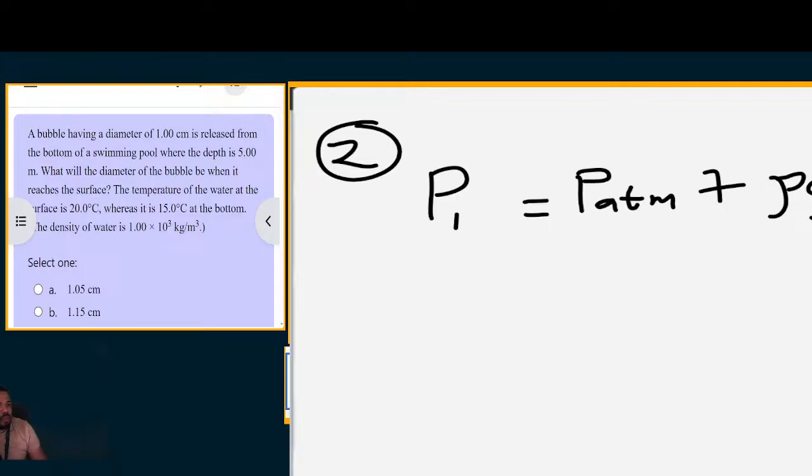Okay, let me just see if I can make this screen a bit smaller.